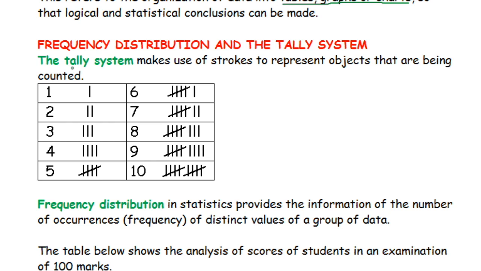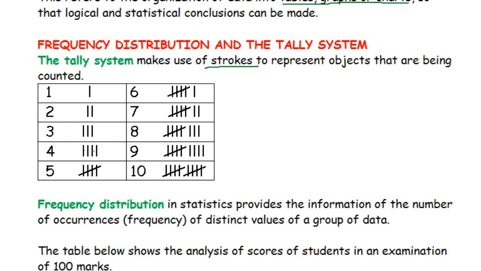Okay, so let's look at the concept of frequency distribution and tally systems. So the tally system makes use of strokes to represent objects that are being counted. For example, in the tally system, 1 represents a stroke, 2 represents 2 strokes, 3 represents 3 strokes, 4 represents 4 strokes, 5 is a combination of 4 strokes and an extra stroke crossing it out. So that's 5. 6 is the 5 in tally system and an extra stroke.